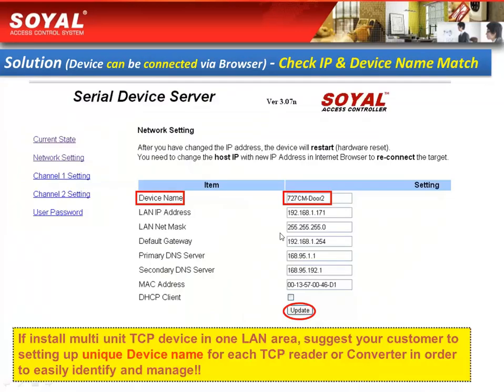Next, we suggest checking whether IP and device name are matched or not. If installing multi-unit IP devices in one LAN area, we suggest your customers set up a unique private device name for each IP reader or converter in order to easily identify and manage. You can see the browser here, the setting page. Here is the device name, and you can input the device name and update.